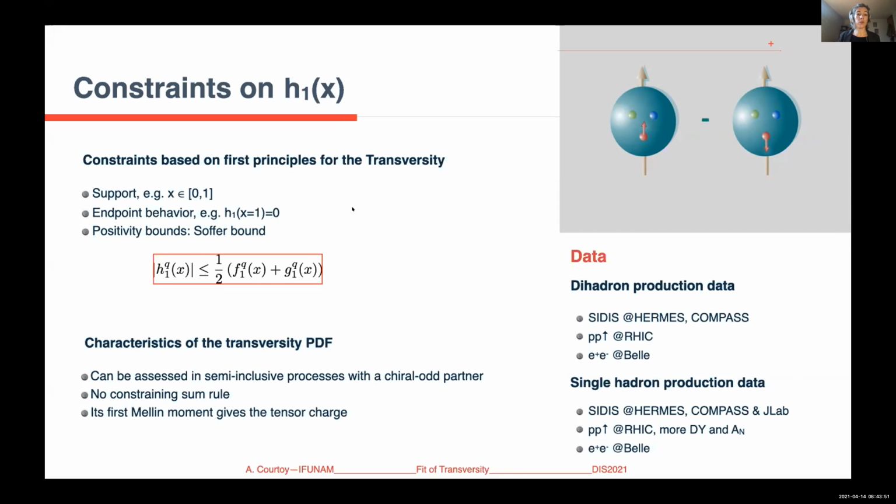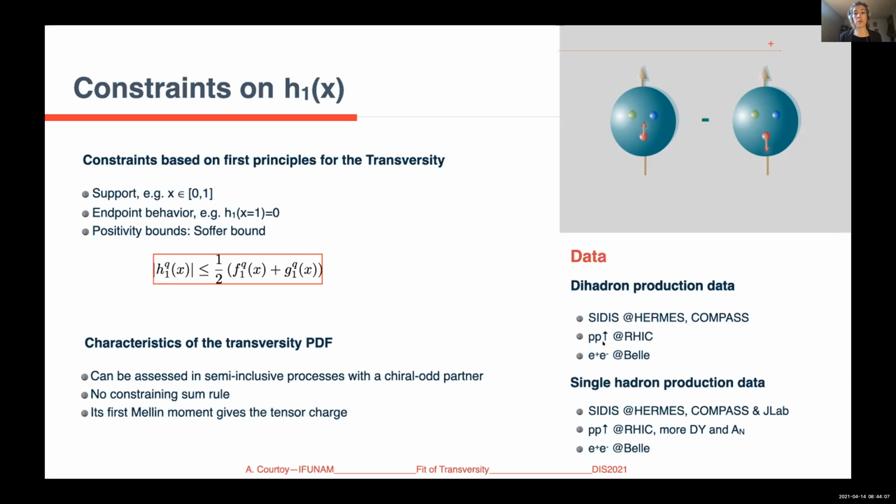The main difficulty with this transversity PDF is that it's a chiral-odd object. So you need to pair it with something else. So you can't just take inclusive DIS. You need to pair it in semi-inclusive DIS, or in PP, or e+e-, and all those things.